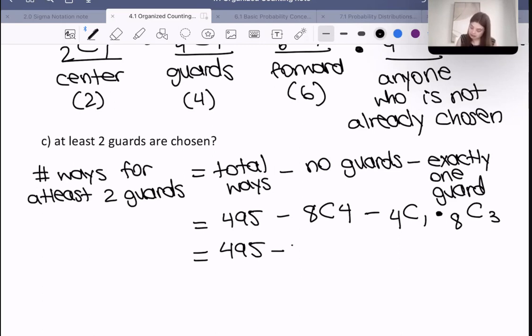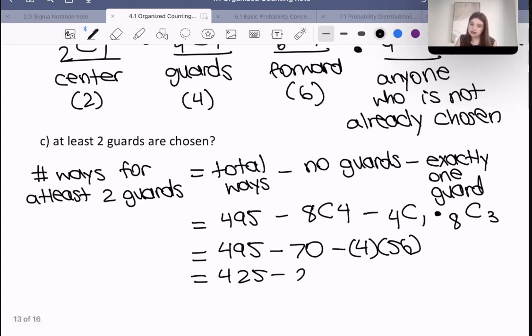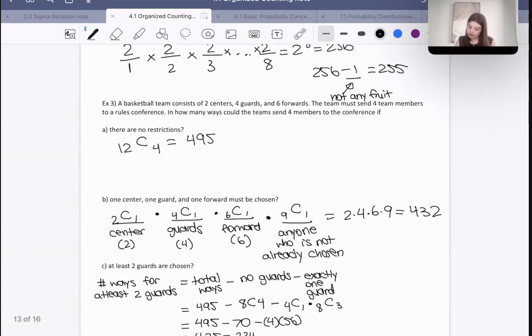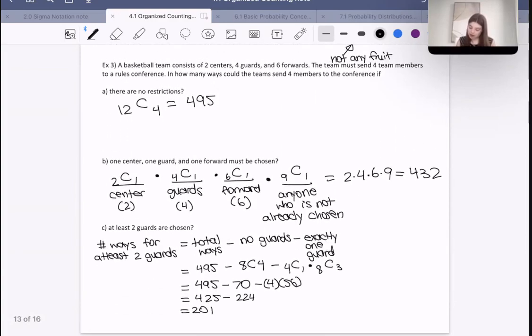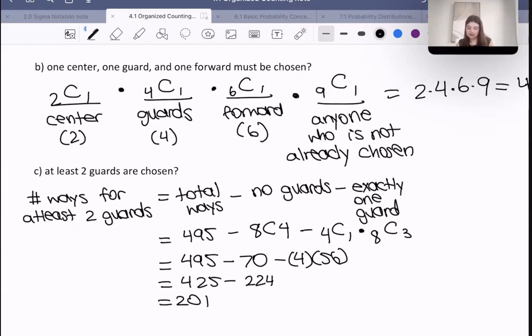So now let's do it out. 495 minus, let's see, 70 minus 4 times 56, which is equal to what? That's 425 minus, let's see, what's 4 times 56? 224, which is 201. So as you can see, this one actually is a lot less than 495, right? This one is less than half of them because less than half of the original ways are ways where 2 guards are chosen. It is slightly more likely for either 1 or no guards to be chosen as opposed to there being 2 or more guards chosen. Good. Very good.